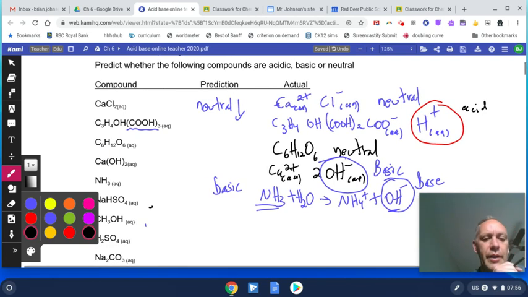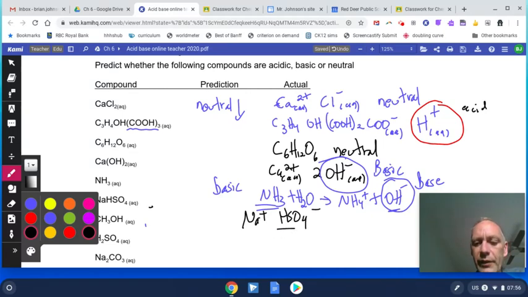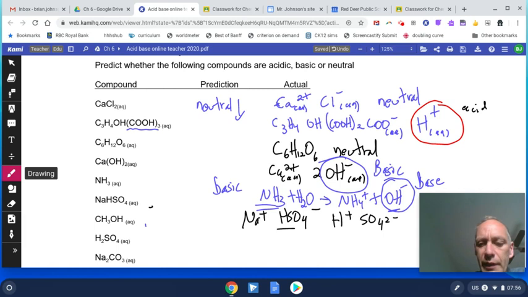Okay, next one, NaHSO4. So that's ionic, breaks apart into Na plus, HSO4 minus, and HSO4 minus is capable of giving us an H plus and an SO4 2 minus, and that H plus is acidic.